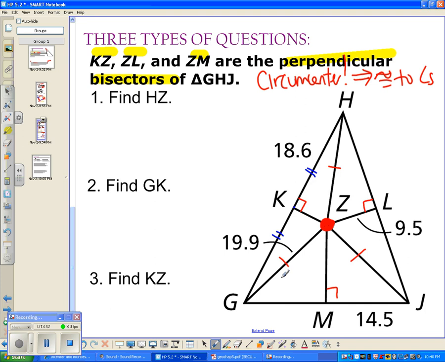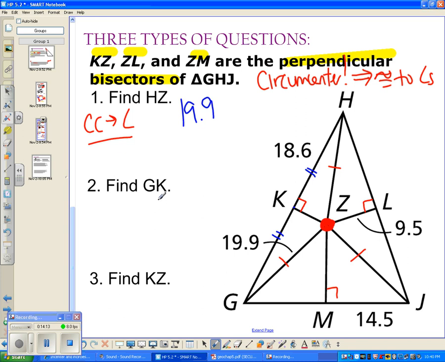So the three different questions I can ask you, the easiest question is find HZ. Okay, well that's from the circumcenter to an angle. So we already said that those three have to be congruent to each other. I don't know anything about this one. I do know that this one's 19.9, so that means this one's 19.9 and this one is 19.9. So that's easy. The first thing I can ask you for is the line from the circumcenter. I'll call it CC for shortcut, CC to the angle. That's one type of question I can ask you.